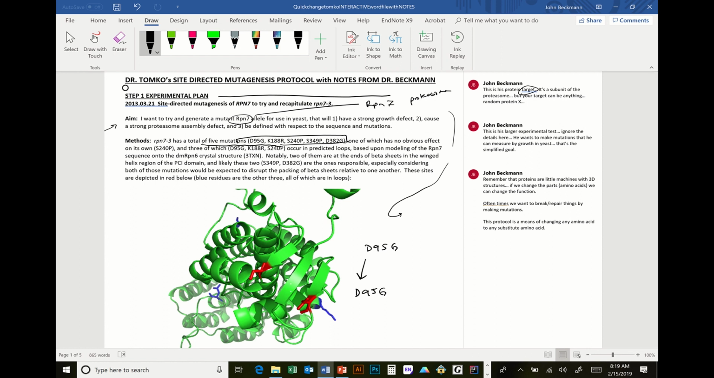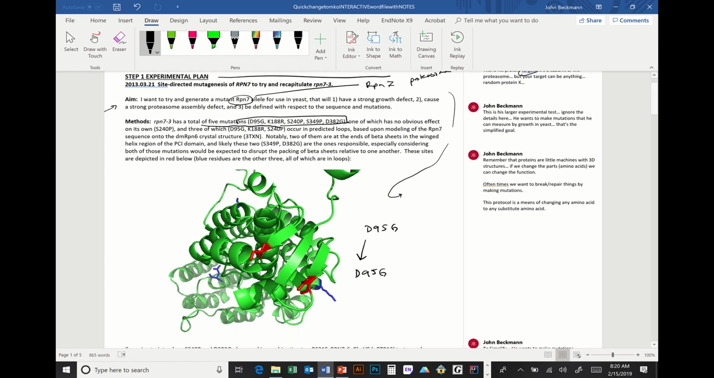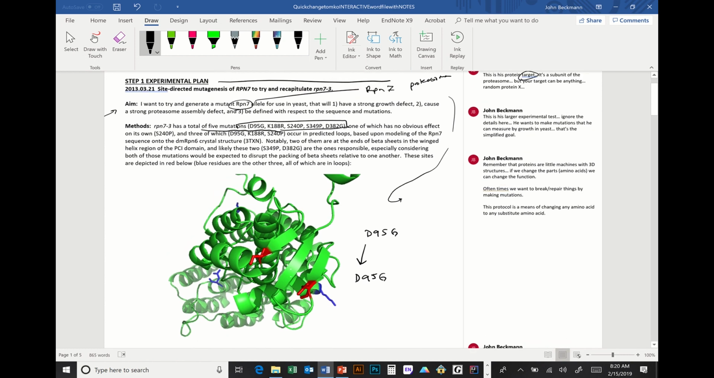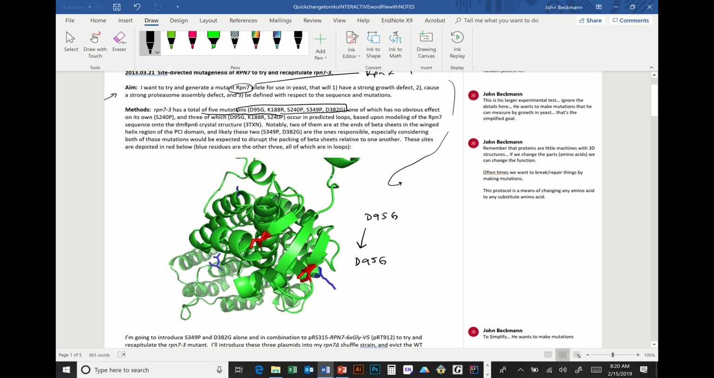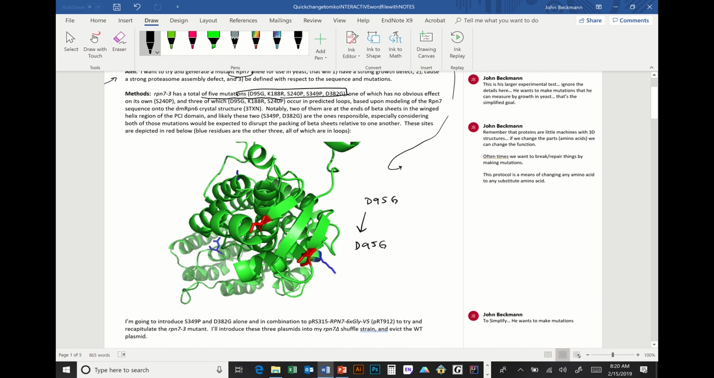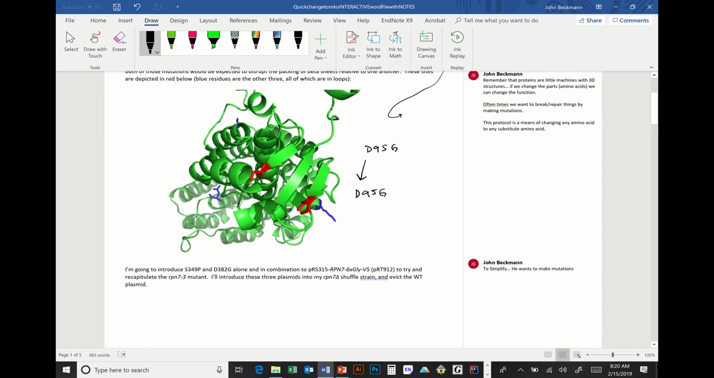Your target can be anything. Random gene X. You can choose whatever you want to choose. If you really want to get rigorous, try to choose an enzyme, find that enzyme's active site, and then deactivate that enzyme. I said ignore the details here. Basically, the concept is he wants to make mutations so that he can measure growth in yeast to see what happens when you deactivate or mess up the proteasome. So that's the simplified goal.